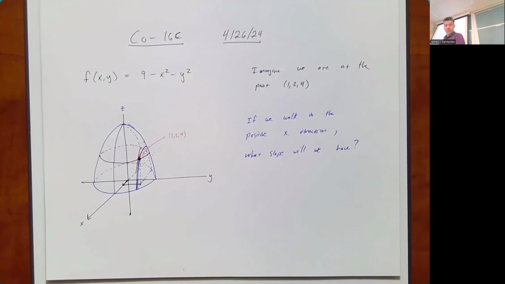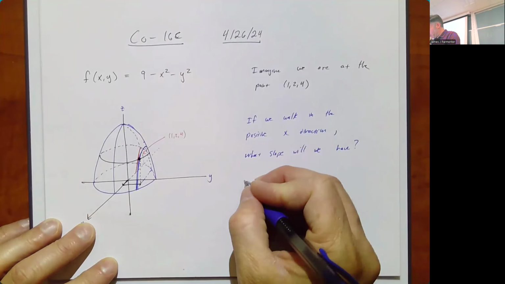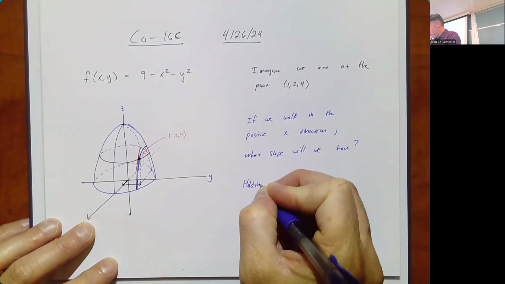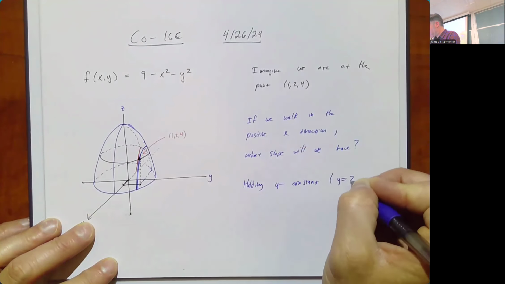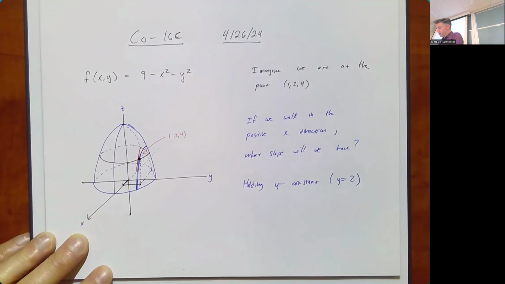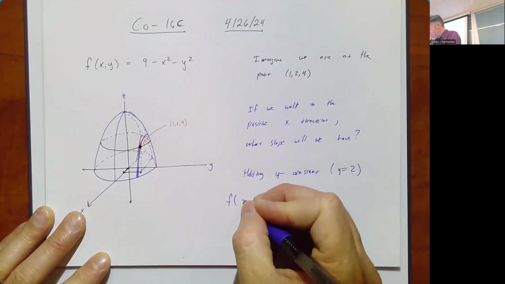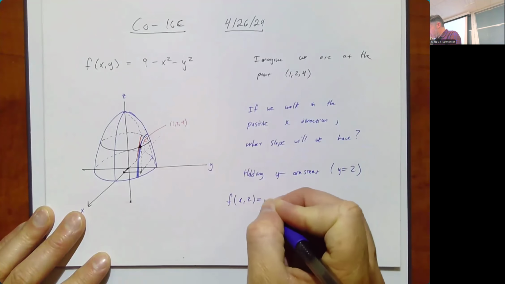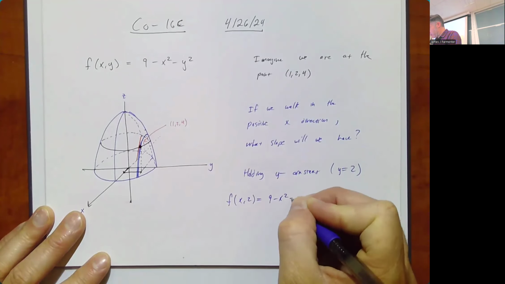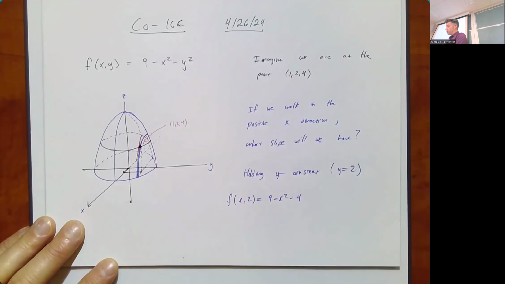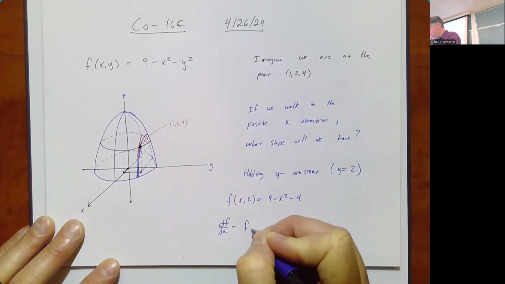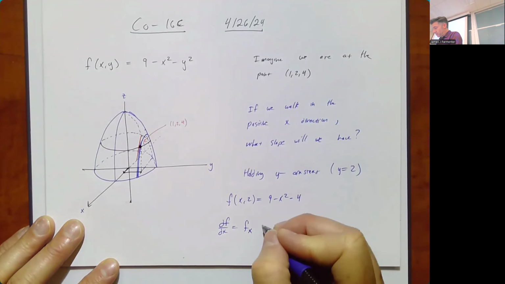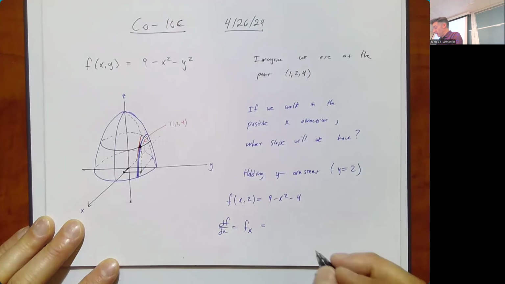So we're holding y constant. Specifically here, we have set y equal to 2. If we plug that in, f of x comma 2 is 9 minus x squared minus 4. And if we take the partial derivative, and there are a couple of ways of writing this, we can write it as del f del x or f_x. It's just going to be the regular partial derivative, which is negative 2x.